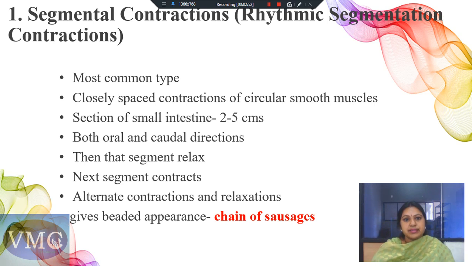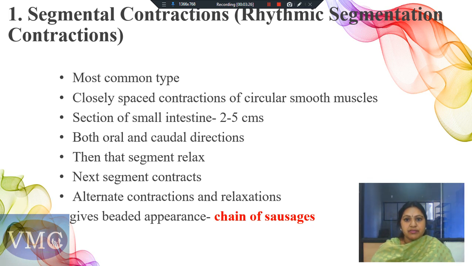The first one is the segmental contractions. This is also called rhythmic segmental contractions. This is the most common type of contraction that occurs in your small intestine. Closely packed contractions of circular smooth muscles occur here. The section of the small intestine involved is 2 to 3 centimeters. It causes a contraction both in the oral and the caudal directions. Then the contraction relaxes, then the next segment of the intestine contracts. So alternate contraction and relaxation occurs. This gives a beaded appearance, and this is called a chain of sausages.